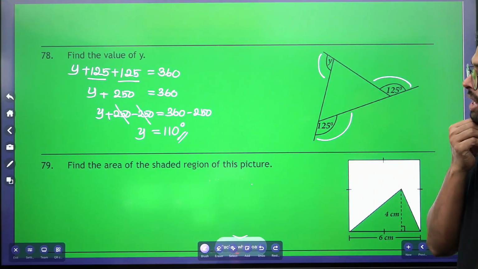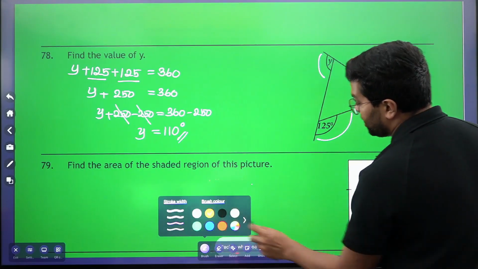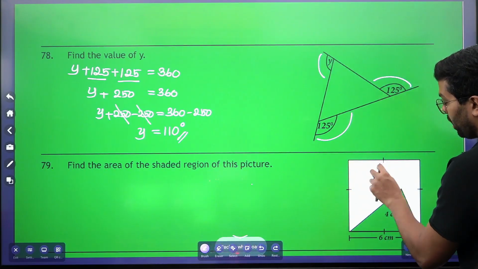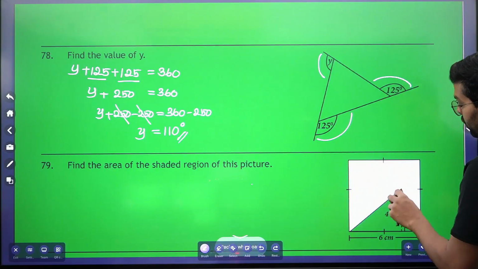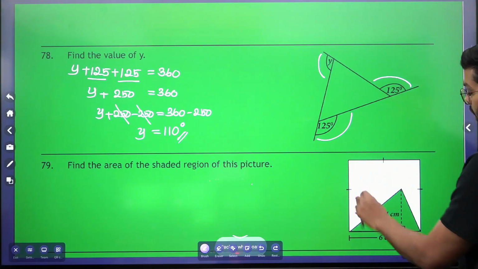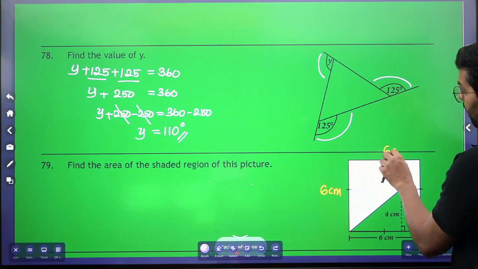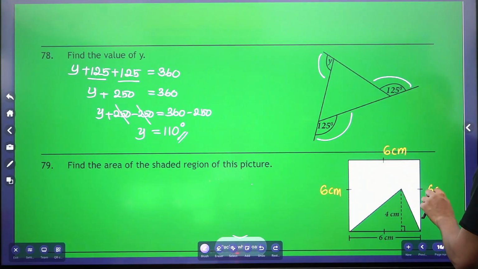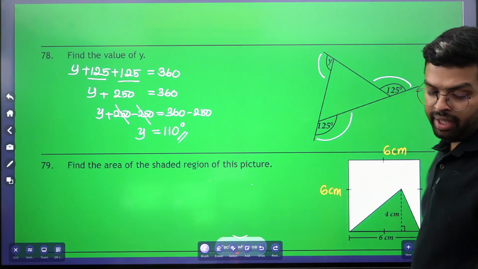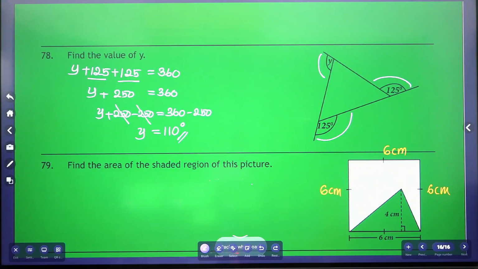Find the area of the shaded region. Shall we consider the shaded region as this, the orange color portion? I want you to find the area of this orange color portion. Now it is given that this figure is a square. So let's first find the area of the square.